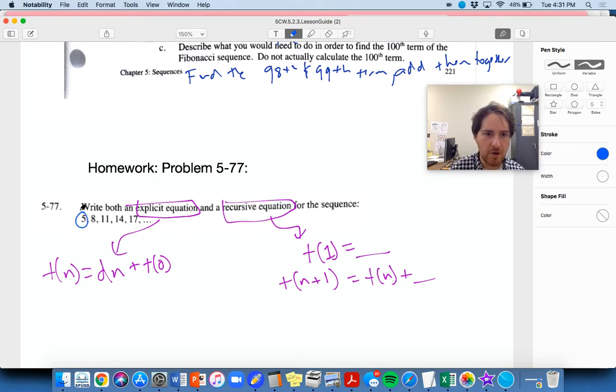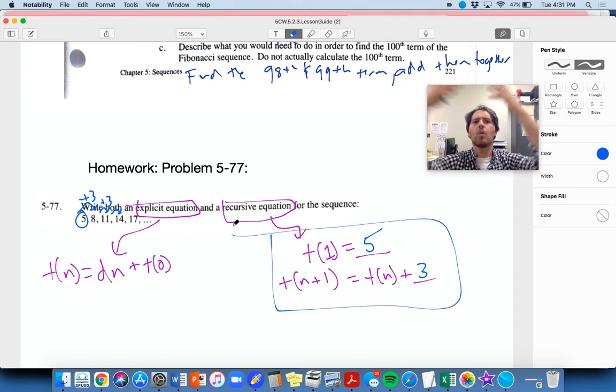Let's do the recursive one first. My first term here is 5, so t of 1 equals 5. There's one of my 2 equations. Then, how do I get the next term? What do I do each time? It looks like we're increasing by 3, plus 3 each time. My common difference is 3. So I take my current term and add 3 to it. Boom, we got ourselves our recursive equation. What's the recurring pattern? Adding 3 each time.